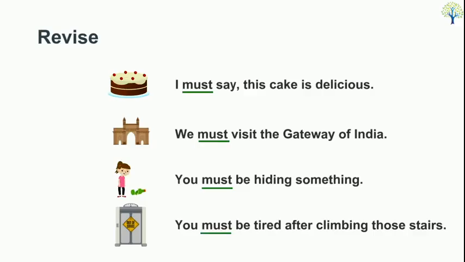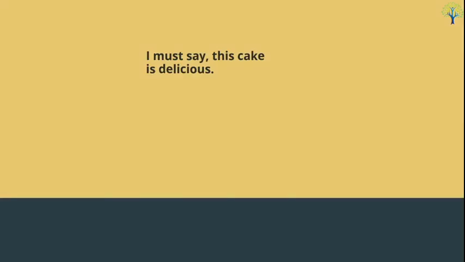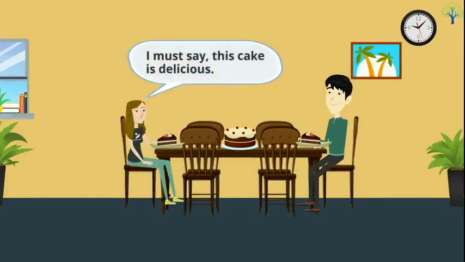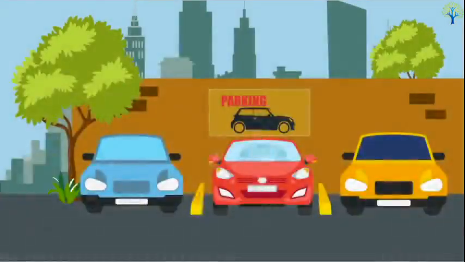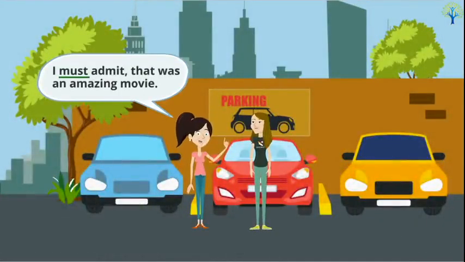Let us look at how to emphasize an opinion in a positive sentence. Begin the sentence with I must say or I must admit, followed by your opinion. For example, I must say this cake is delicious. Or I must admit that was an amazing movie.